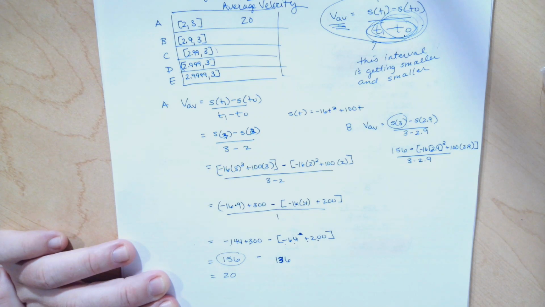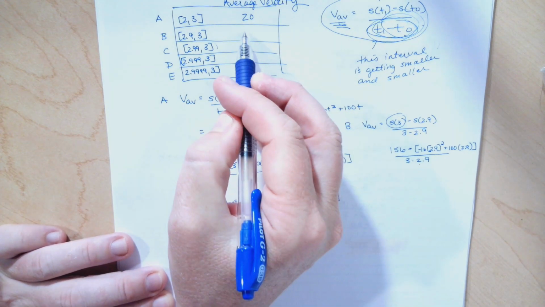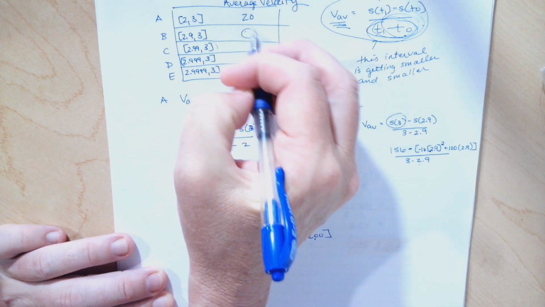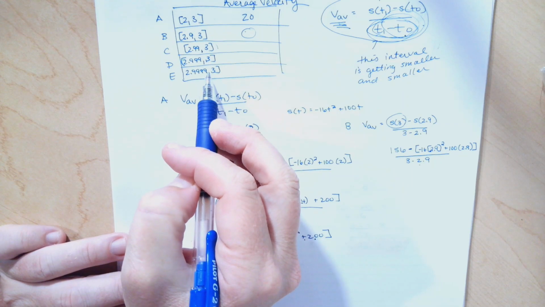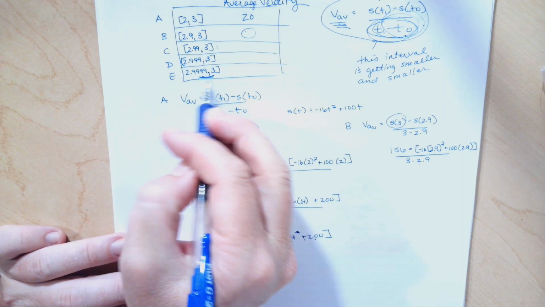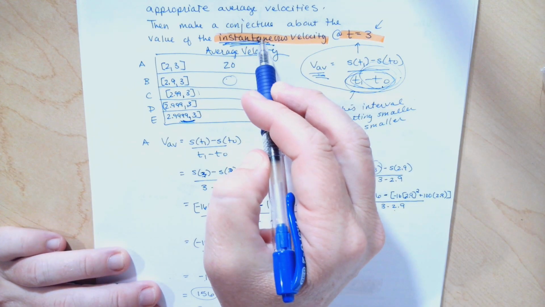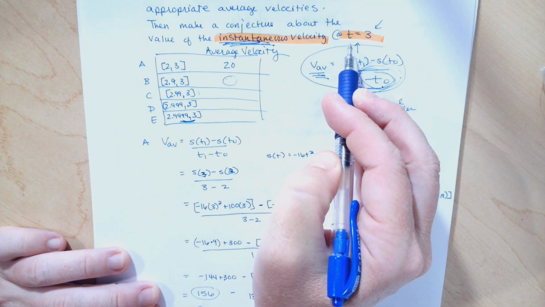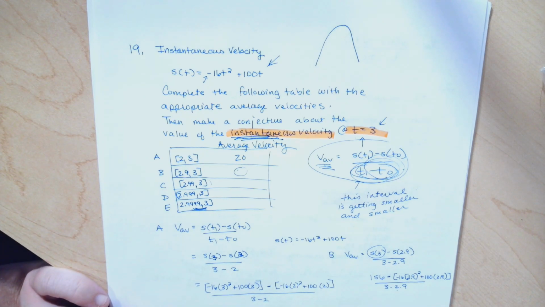Okay, I'm not going to torture you with my math crunching here, but you're going to do that and write that value here. You're going to do the same thing, and this interval is going to get smaller and smaller, and you're going to get closer and closer to the instantaneous velocity at time equals 3. So that's what's going on with problem number 19.